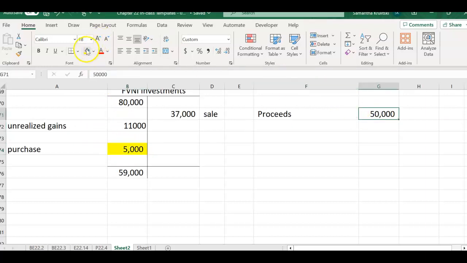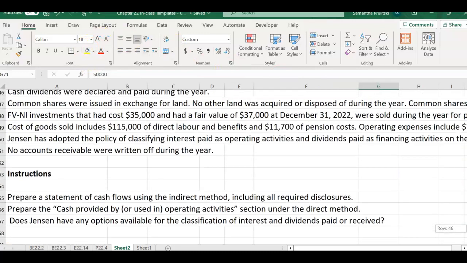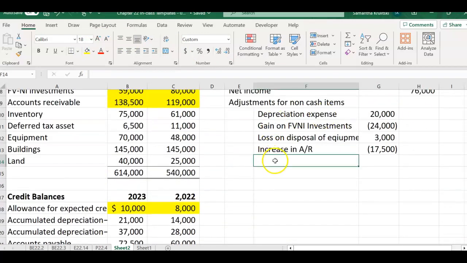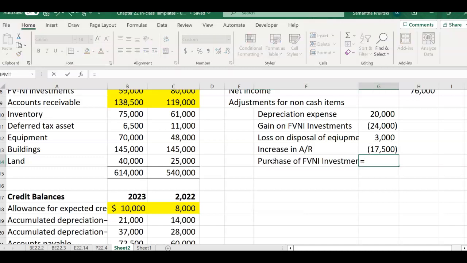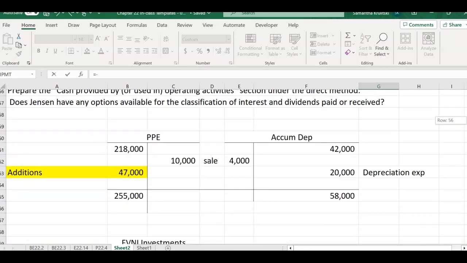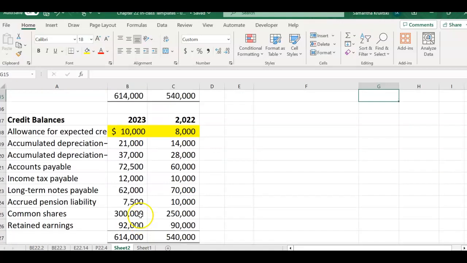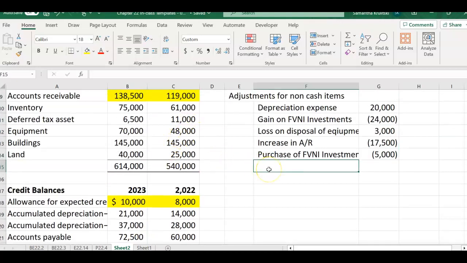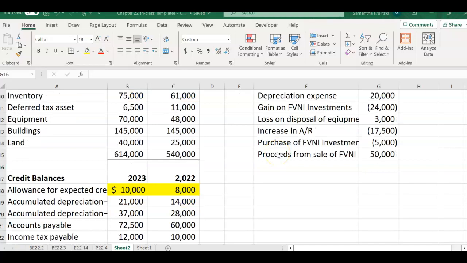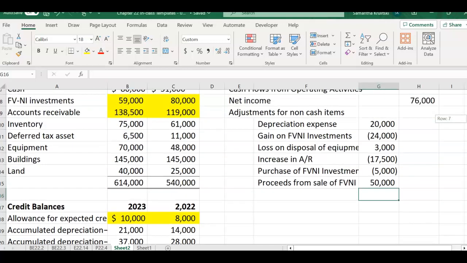Okay, so we've got two items that involve cash relating to these fair value net income investments. So I'm going to have them separate. So I've got a purchase of fair value net income investments. And I'm going to go grab that $5,000. It's a purchase, meaning money going out the door. So it's going to be a negative number. And if I'm receiving proceeds, my cash is going to be increasing. So here I am. I've got the purchase and the relating cash outflow and the proceeds and the cash inflow recorded. And I'm going to keep looking at my changes in working capital.